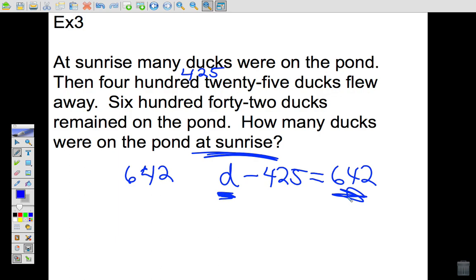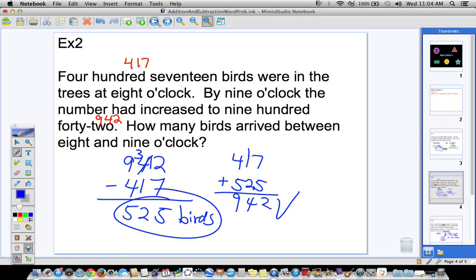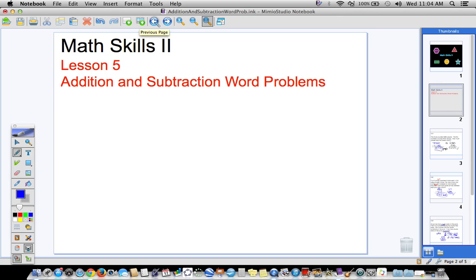Let's see, they're subtracting. What's the inverse operation? Let's add these two numbers: 642 plus 425. I'm saying that the original number was 1,067 ducks. Now let's check it. If you take your calculator and take 1,067 minus 425, do you get 642? And you would. So we did this correctly. That's using addition and subtraction to solve word problems.